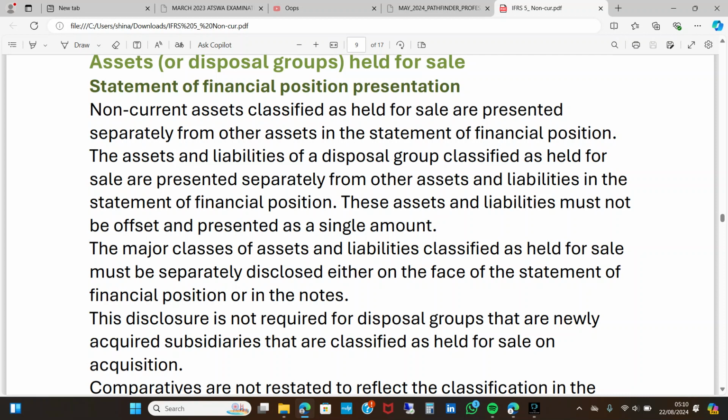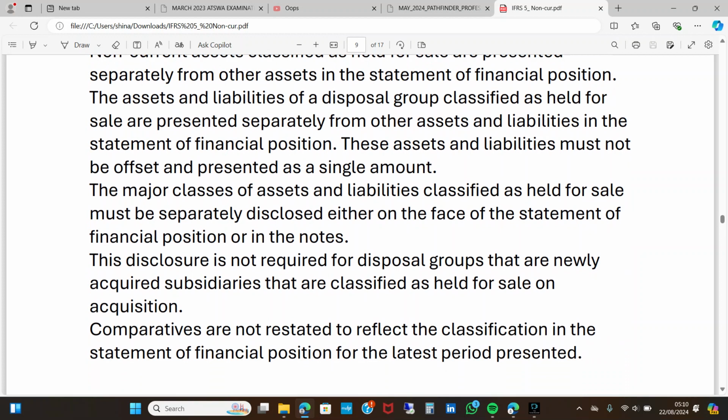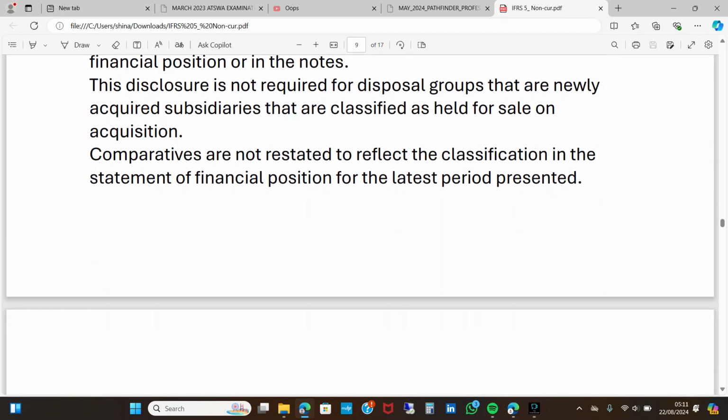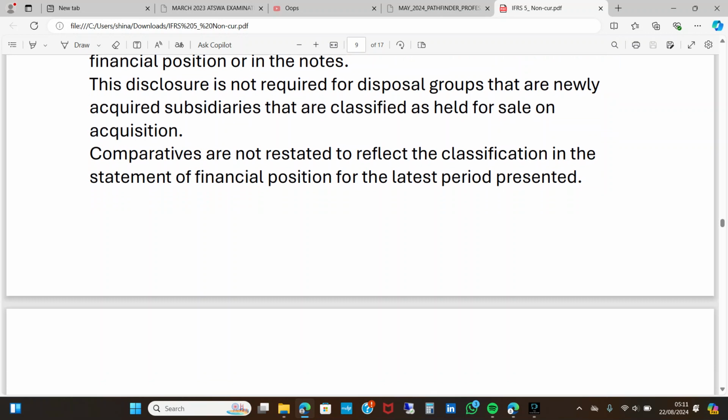It says now, the assets and liabilities of a disposal group must also be what? Presented separately from other assets and liabilities in the statement of financial position. These assets and liabilities must not be offset and presented as a single amount. Now, the major classes of assets and liabilities classified as held for sale must be separately disclosed either on the face of the statement of financial position or in the notes to the accounts. We're going to look at the practical example where I'm going to explain that better. Now, this disclosure is not required for disposal groups that are newly acquired subsidiaries that are classified as held for sale on acquisition.